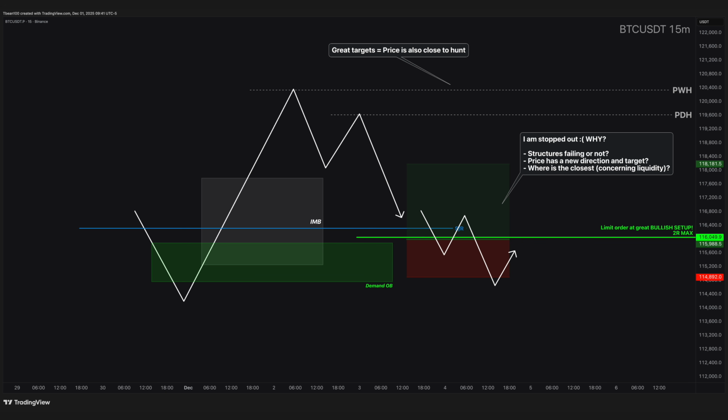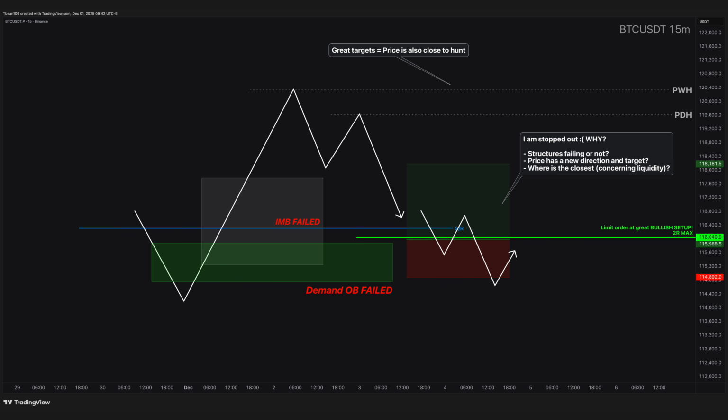And that's when you need to pause and ask yourself a few questions. Is the structure failing or not? Do we have a new direction forming and maybe a closer target here? Where is the nearest liquidity that might actually matter right now? Because in this example, you will notice these bullish structures aren't holding up really well and they are getting broken.